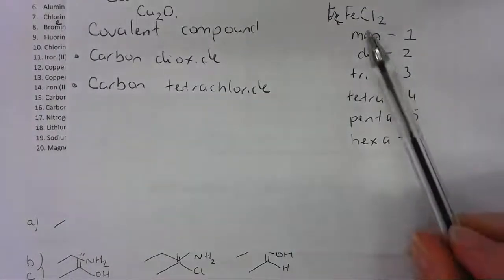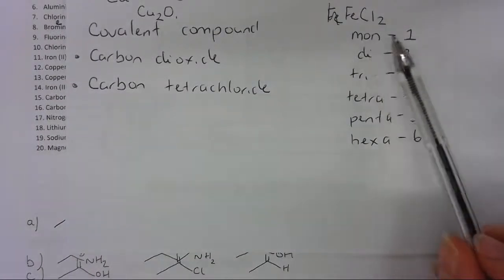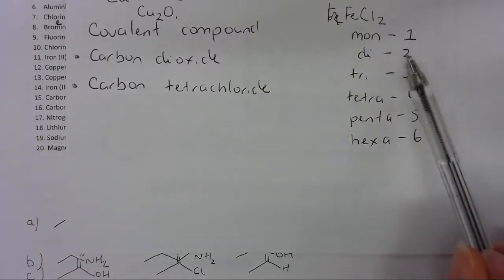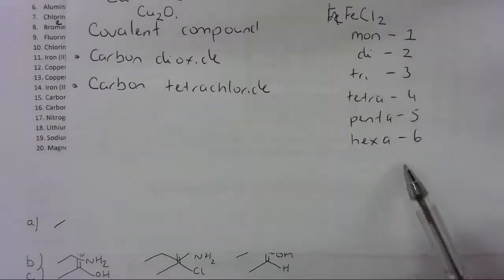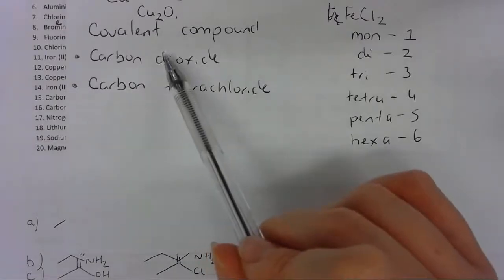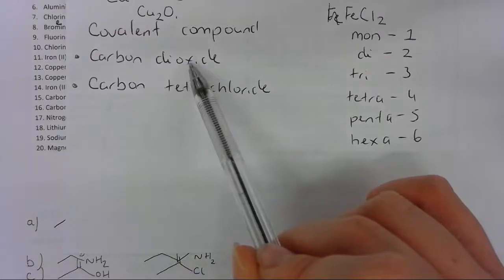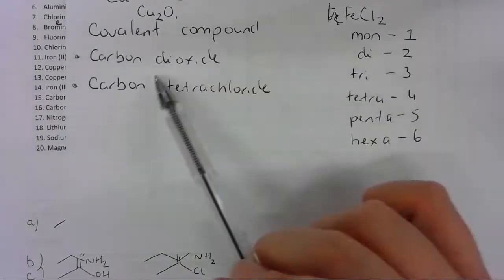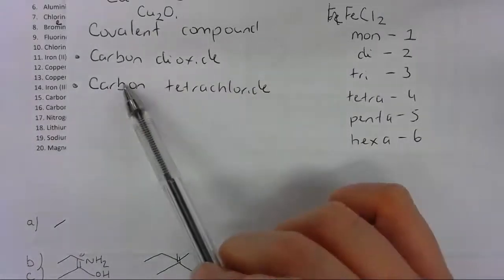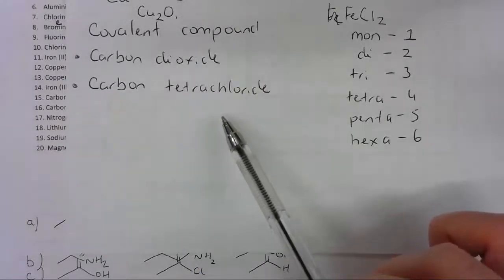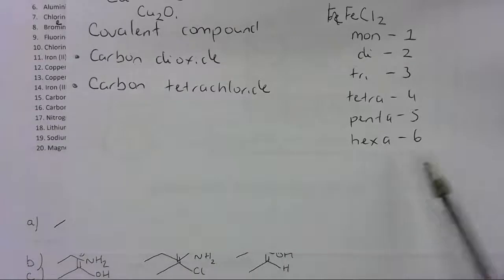So if you've got mon in your name, so carbon monoxide, it tells you you've only got 1. If it's di, it's 2, tri is 3, tetra, penta, hexa. So for example, carbon monoxide is carbon and 1 oxygen. Carbon dioxide, carbon and 2 oxygens. Carbon tetrachloride, carbon with 4 chlorines. Sulfur hexafluoride, sulfur with 6 fluorines.